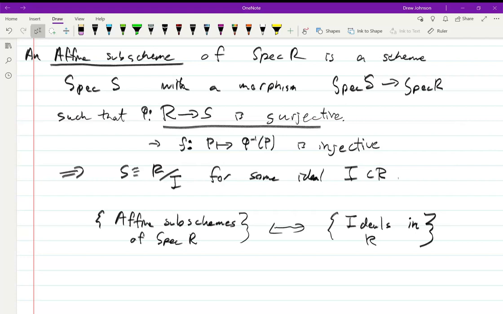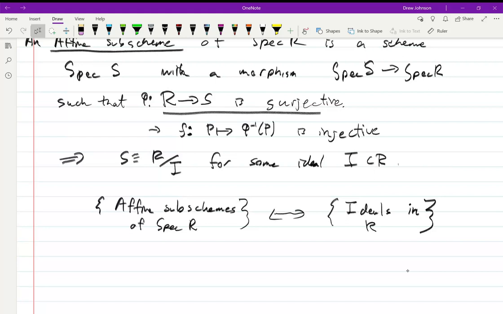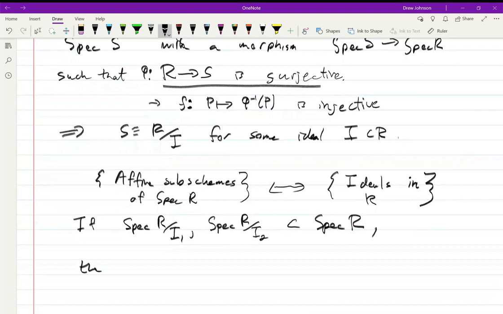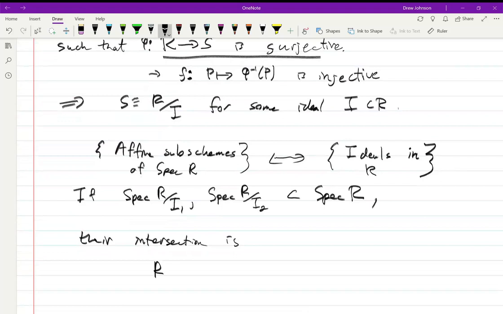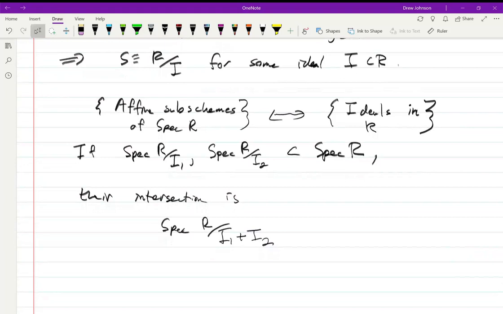All right, let's talk about intersections for a minute because that will give us an example of how these nilpotent elements are useful. So let's say we have two affine subschemes, spec R mod I1 and spec R mod I2. So these are both affine subschemes of spec R. Then we can define their intersection: spec R modulo the sum of the two ideals. Now remember, for varieties, we said that the intersection of two subvarieties would be defined by the ideal I1 plus I2 with a radical.